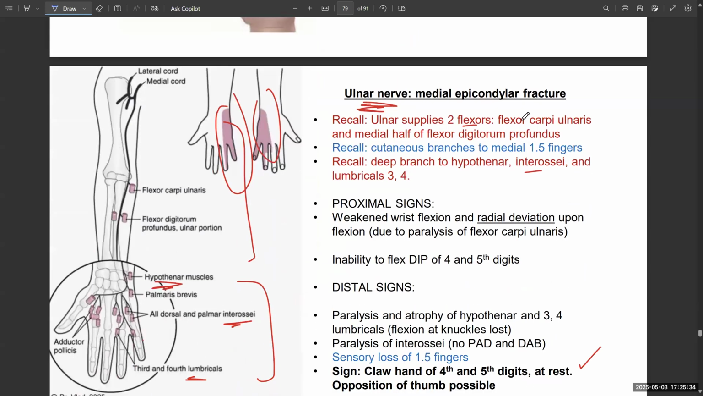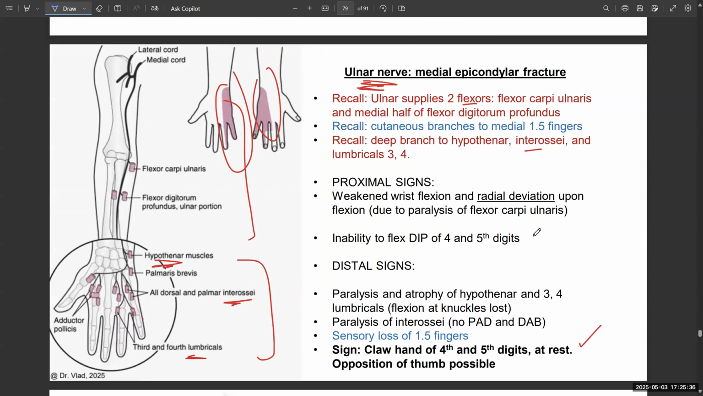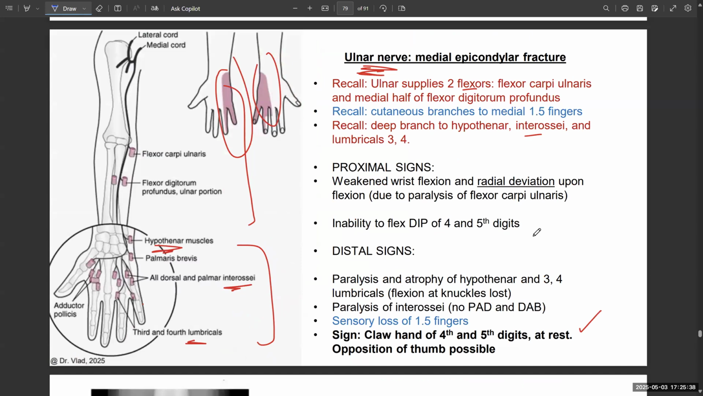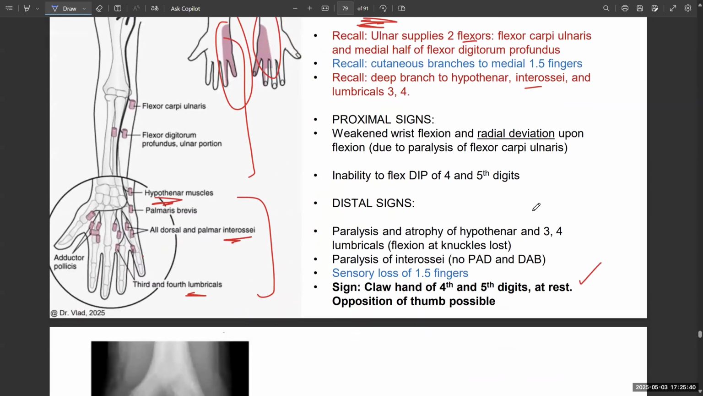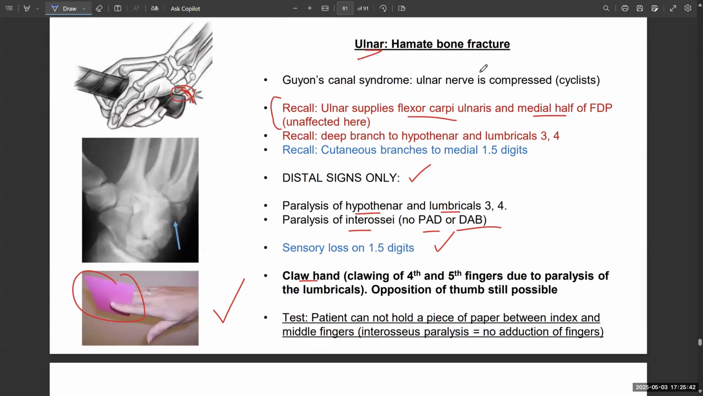And then ulnar nerve, medial epicondylar fracture, you're going to see a claw hand of the ring finger and the pinky finger. And also you will see for the hamate bone fracture, same thing, claw hand. And the patient cannot hold a piece of paper between any of their fingers. So this function over here, this is lost.